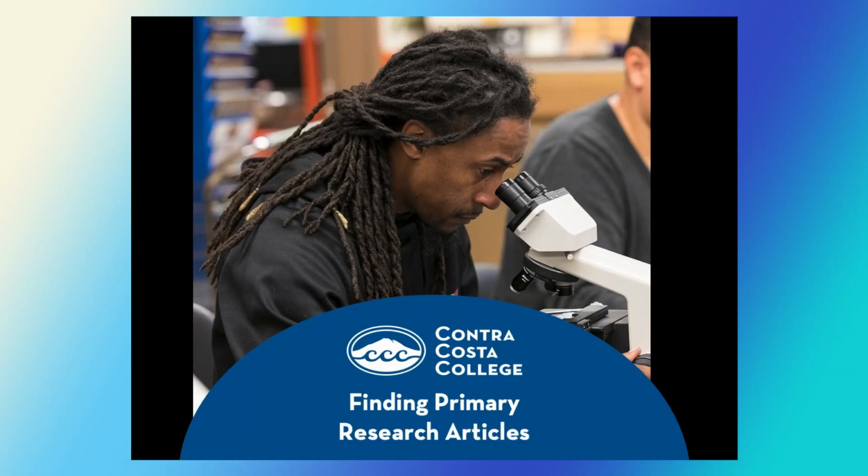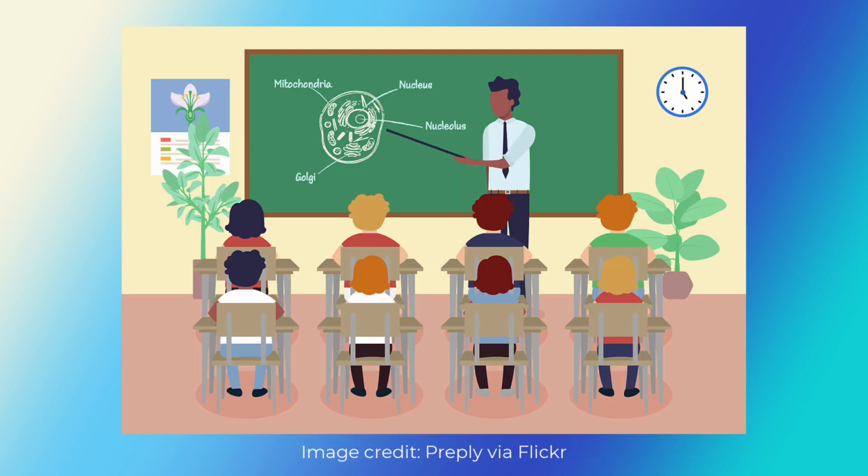This video will show you how to identify whether an article you found in the library database is a primary research study. This is helpful for classes like Bioscience and Psychology when your instructor asks you to find primary research, also known as primary studies.